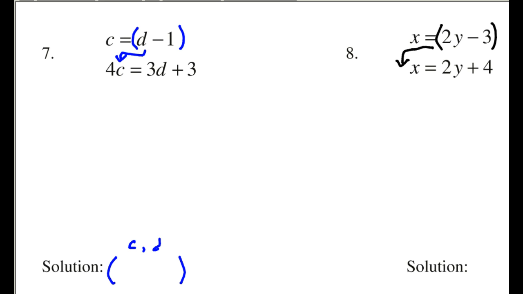So we have 4. And then D minus 1, which is what C equals. C is D minus 1, so put in D minus 1 there. And we have to do this little distribution.